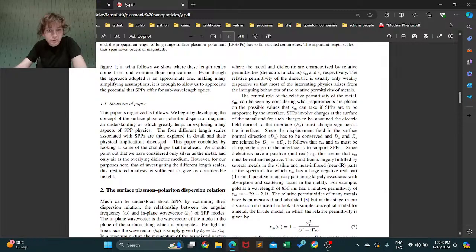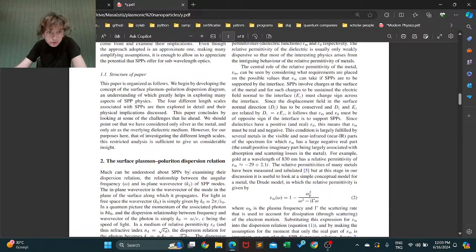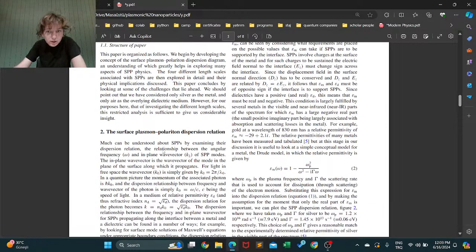This paper concludes by looking at some challenges that lie ahead. Okay, we should point out that we have considered only silver as the metal. I know that my group is going to be covering gold nanoparticles, but okay. And air as the overlying dielectric medium. However, for our purposes here, where we must distinguish between different length scales, this restricted analysis is sufficient to give us considerable insight. Okay, so it works for generalizing the concepts.